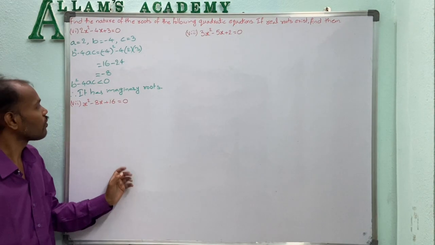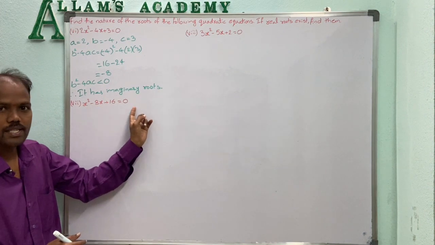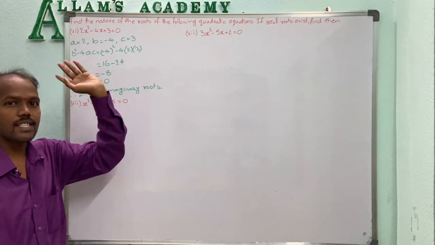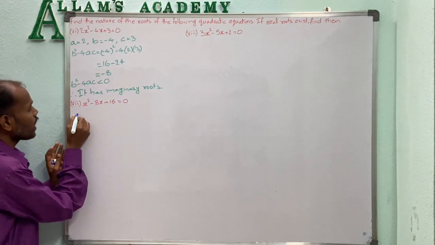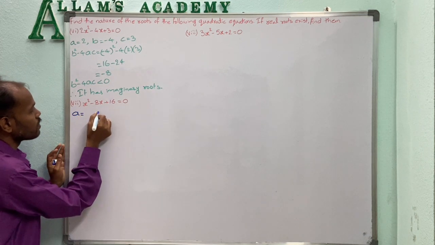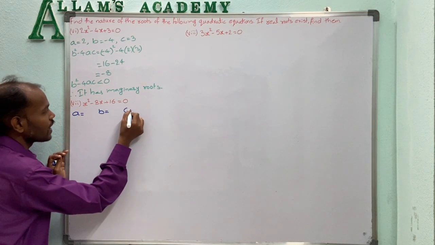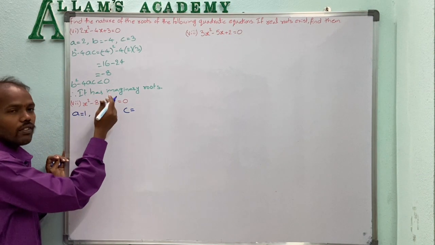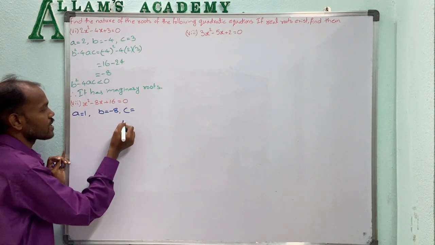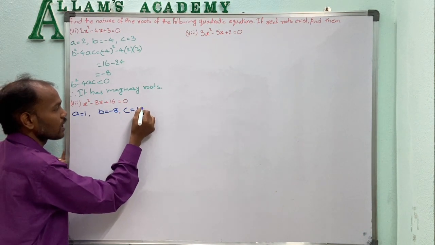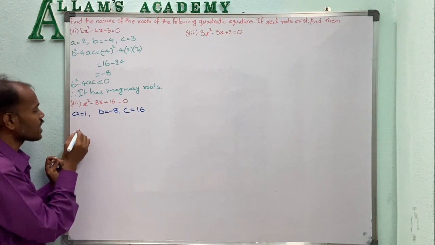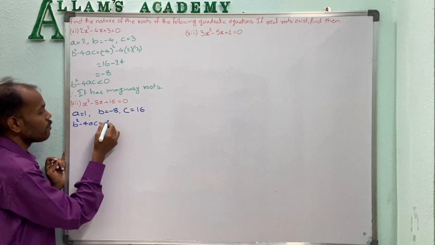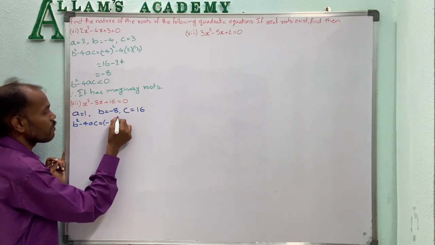Now here given the quadratic equation x square minus 8x plus 16 equal to 0. For this, first find the nature, and if roots exist, then find the roots. So comparing with the quadratic equation ax square plus bx plus c equal to 0, a is the x square coefficient that is nothing but 1, b equal to the x coefficient, that is nothing but minus 8, c equal to the constant term, that equal to 16. Now to find the nature of the roots, we want to find the discriminant value, that is b square minus 4ac. Here b equal to minus 8 whole square minus 4ac.